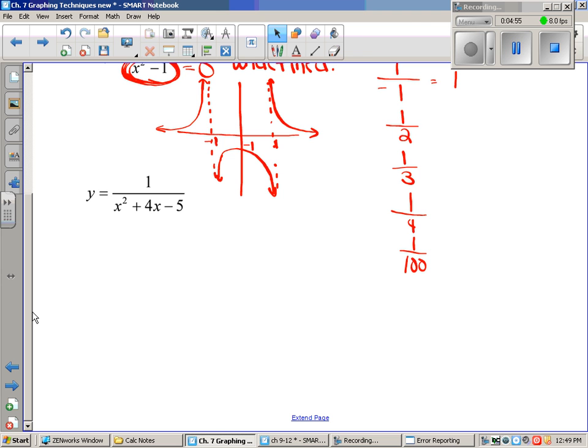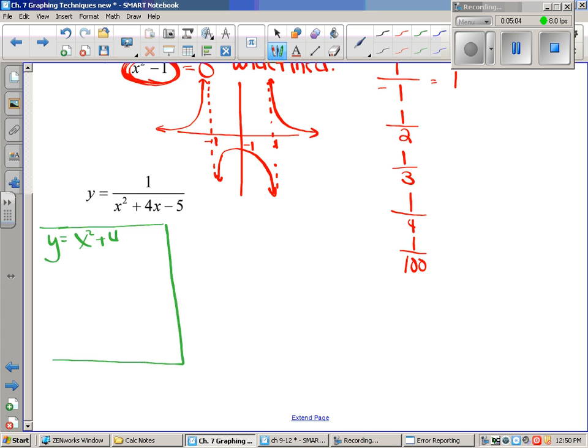Let's do another one. Again, it does help to think about what the original graph looks like. So before I do 1 over x squared plus 4x minus 5, I'm going to look at the original graph.